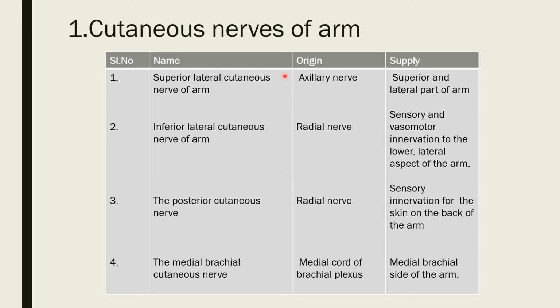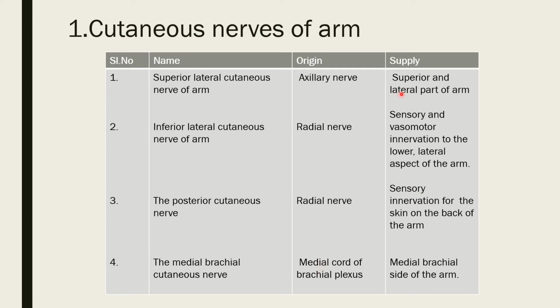These include cutaneous nerves of the arm. We have already named them: the first one superior lateral, second inferior lateral, third posterior cutaneous, and fourth medial brachial. The first one, superior lateral, originates from the axillary nerve, inferior lateral from the radial nerve, posterior cutaneous again is a branch of the radial nerve, and the medial brachial is a continuation of the medial cord of the brachial plexus.